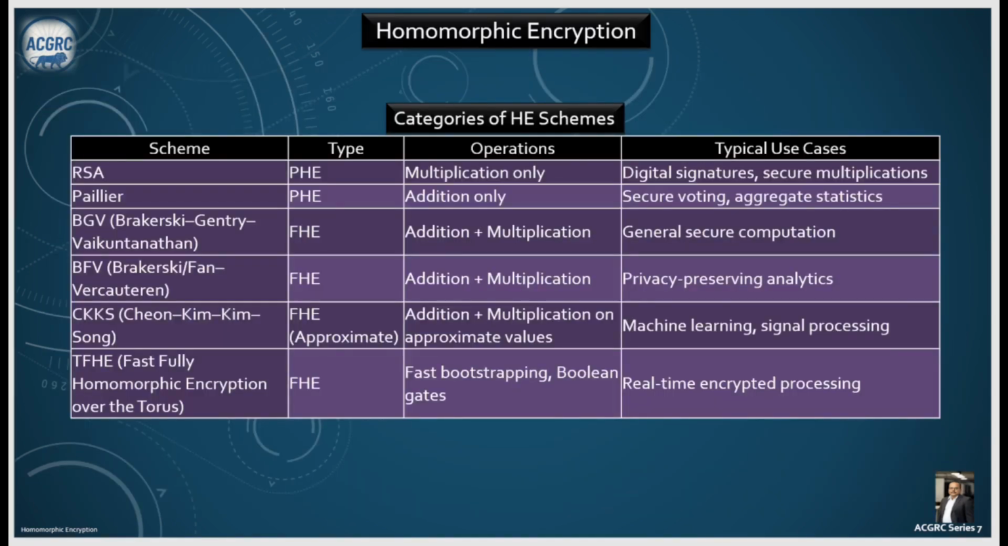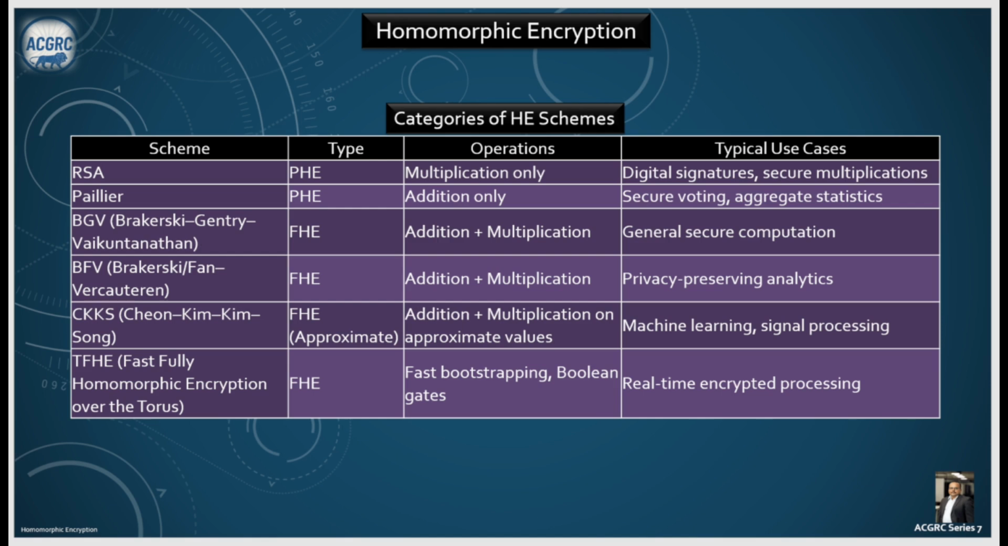Let's revisit a few of the categories in the homomorphic encryption schemes. If it is RSA, it's a PHE, partial homomorphic encryption. Here, the operation supported is only multiplication, primarily used in digital signatures or secure multiplications. If it is Paillier, it is again partial, but in this case only addition operations are supported. Example, as we said, secure voting or aggregated statistics.